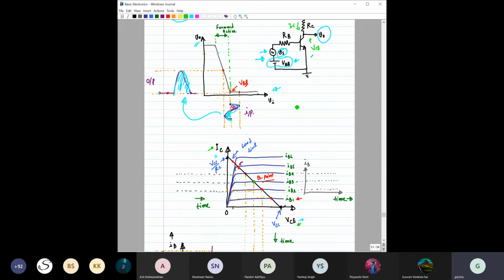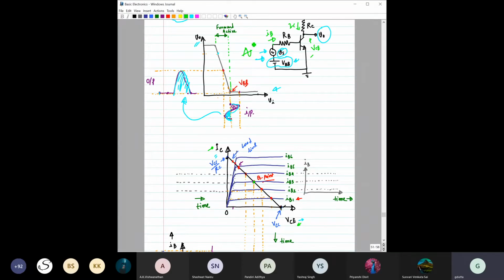So VBB, which you have chosen such that the Q point is here. Now on top of this VBB, you have one sinusoidal signal as well. So when this sinusoidal signal changes, that will also change the IB, right? If you do not consider this VS, then IB is only due to VBB, the DC source. But now you have superimposed an AC signal on top of it, so this potential is also changing. As a result, IB will also change.